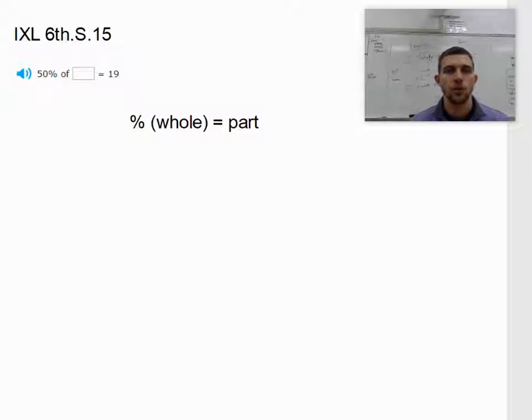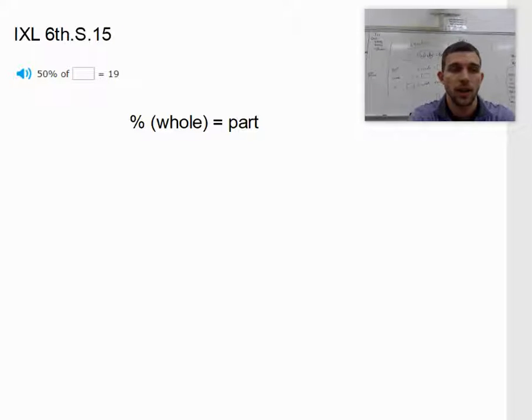In this video, you will learn how to calculate the whole when you're given a part and a percent. Looking at the first problem, it says 50% of blank equals 90. So remember that it's percent times the whole is equal to the part. They give us the percent, so we're going to write that in.